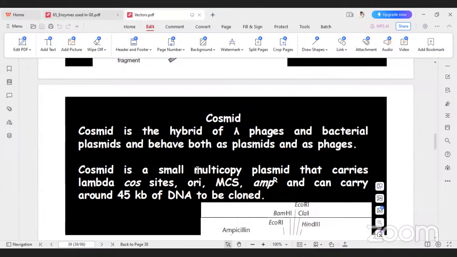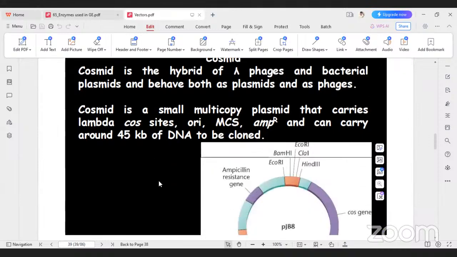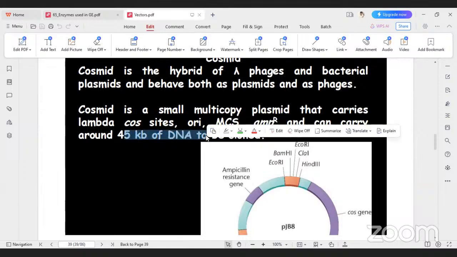The cosmid is a hybrid of lambda phage and bacterial plasmid, both together, and behaves as both plasmid and phage active. So far we have completed plasmid and completed phage. If we insert both, that is called a cosmid. Actually, the cosmid is a small multi-copy plasmid that carries lambda cos sites, origin site, MCS, AmpR antibiotic marker, and can carry around 45 kb of DNA to be cloned.